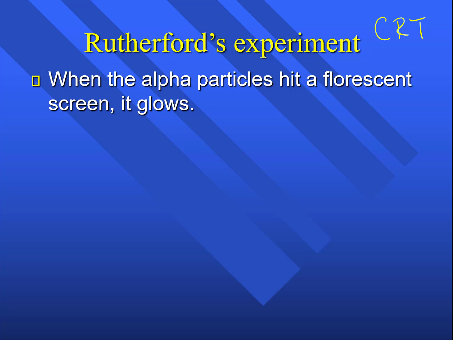If it hit a red dot, it glowed red. If it hit a yellow dot, it glowed yellow. Make sense? Actually, it wouldn't have been a yellow dot. It would have been just red, blue, and green, which are the primary colors. So it would just paint the picture like this.